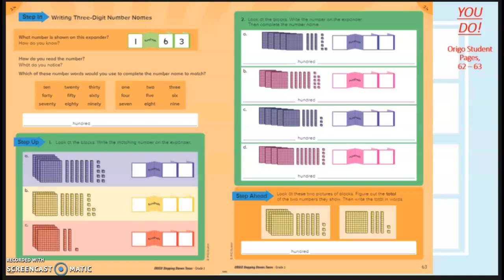Alright, since you did that so well, it's time for you to do this work all on your own. What I want you to do is open up your student pages in Orgo and complete pages 62, 63. When you're done, take a picture, upload it to your class so your teacher can use it tomorrow.